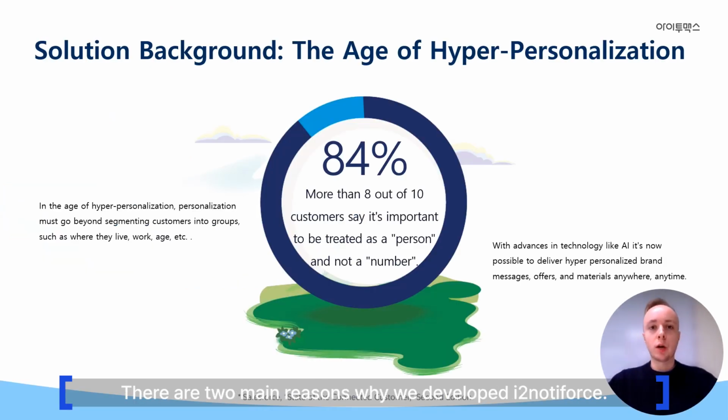There are two main reasons why we developed i2 Notiforce. The first reason was as a response to the changing marketing landscape in the era of hyper-personalization. According to Salesforce's State of the Connected Consumer report, more than 8 out of 10 customers say it's important for them to be treated as a person rather than as a number. It's time to move beyond simple segmentation, where traditional marketing campaigns categorize customers into groups such as where they live, what they do for a living, age, or gender, and instead incorporate individual personality traits into our marketing campaigns. i2 Notiforce enables your organization to adapt to this new reality by sending bulk, one-to-one personalized messages directly from Salesforce.